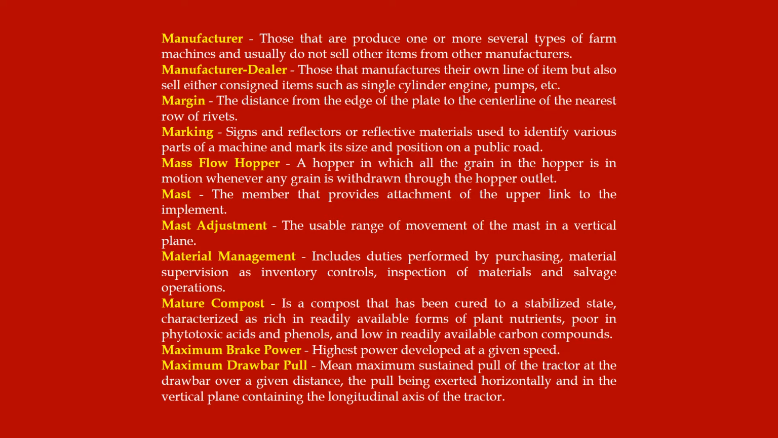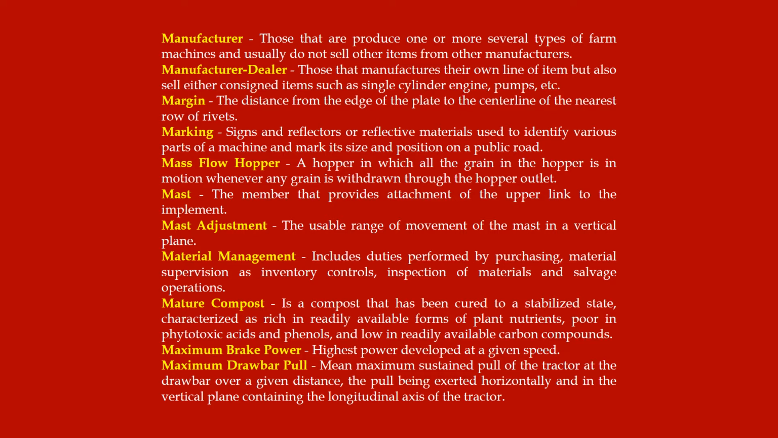Mature compost: a compost that has been cured to a stabilized state, characterized as rich in readily available forms of plant nutrients, poor in phytotoxic acids and phenols, and low in readily available carbon compounds. Maximum brake power: highest power developed at a given speed.